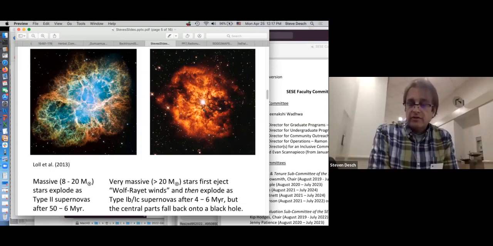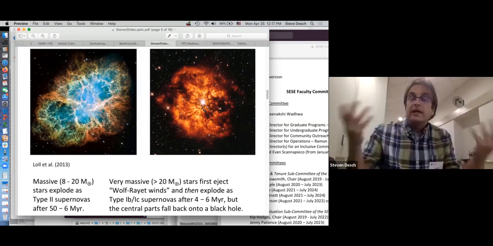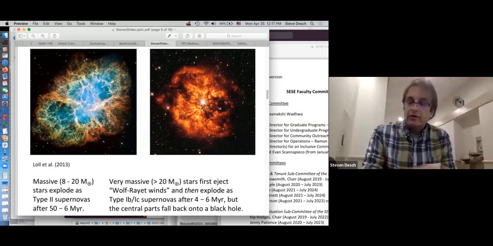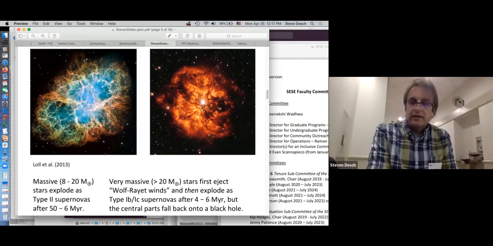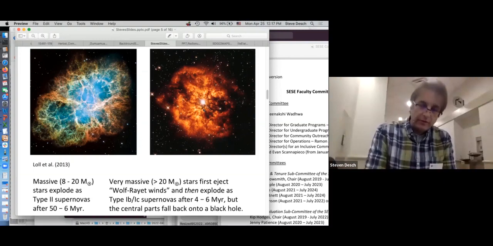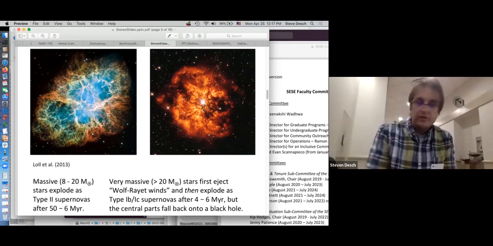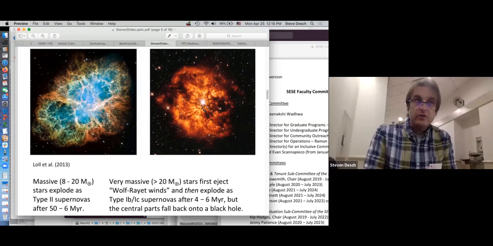When that star, a star more massive than about 20 solar masses, goes supernova, the central parts actually don't make it out. They tend to fall back onto a black hole. And so it's only the outer layers. So these are two types of end results of stellar evolution that can lead to stellar nucleosynthesis that can contaminate spiral arms. There's also, of course, red giant stars, there's novae, there's neutron star mergers, all these things contribute as well.